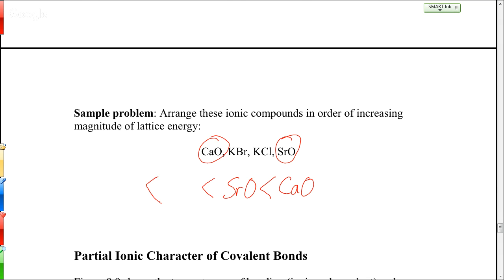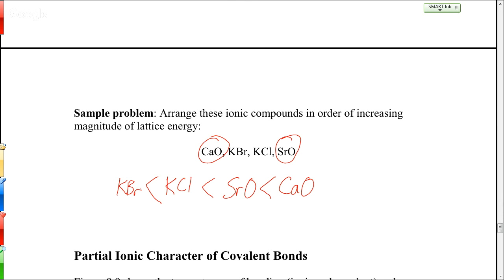And then how do we order the potassium bromide and potassium chloride? Will the bromide have a greater lattice energy, or the chloride? Chloride, same reason, right? Smaller. So our lowest magnitude of lattice energy should be KBr, that means the least negative, then KCl, strontium oxide, and calcium oxide. That should be our basic rankings.